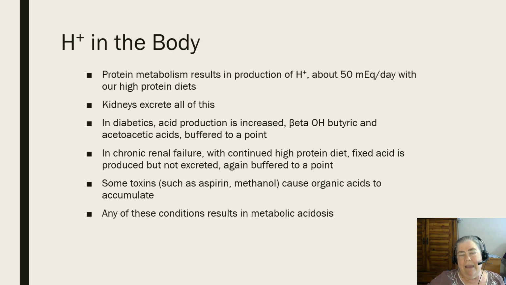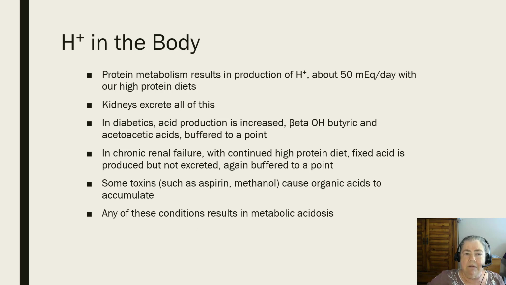So every day we make a lot of hydrogen ions, about 50 milliequivalents a day in our world with high protein diets. So protein metabolism results in the production of hydrogen ions. And all of the hydrogen ions that we make during a day, just like all of the excess salt and water that we bring in during the day, need to be excreted by the kidney.